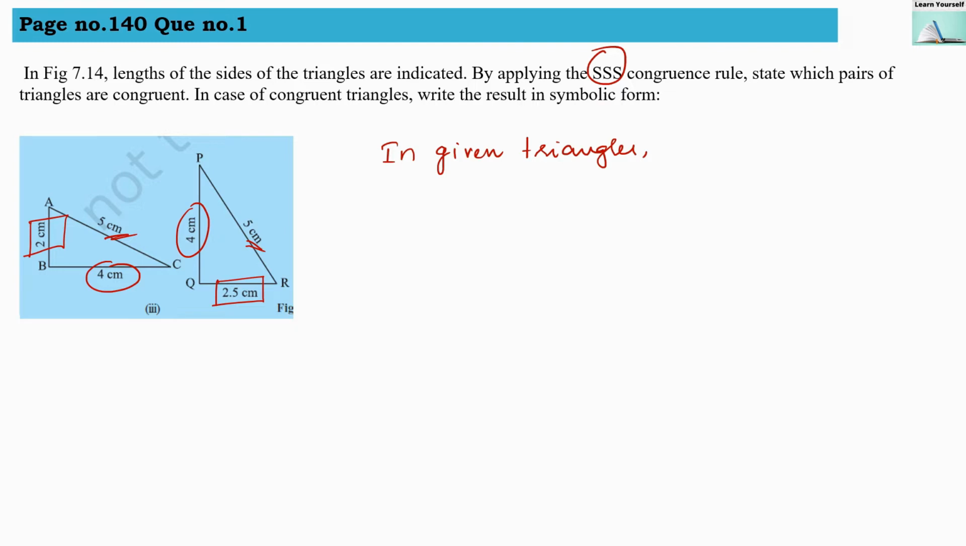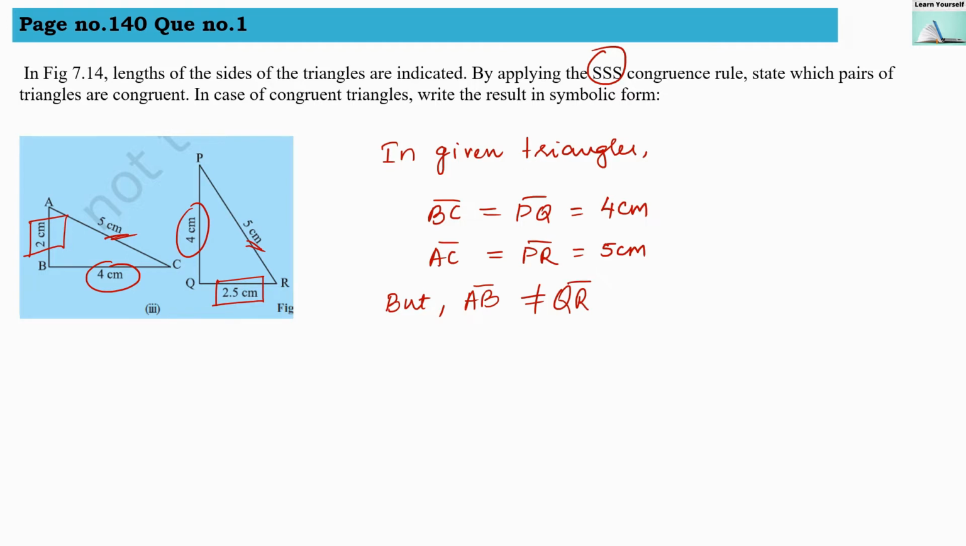So let us write, in given triangles, BC is equal to PQ, as they both are 4 cm. Then the next one is AC is equal to PR, as they both are 5 cm. But AB is not equal to QR, as they both have different measures. So that's why these both triangles are not congruent.